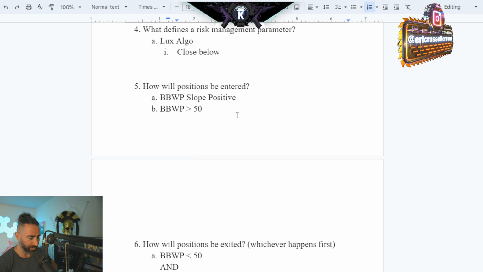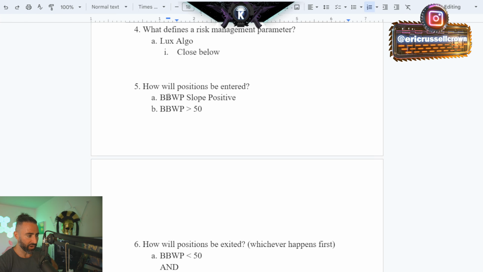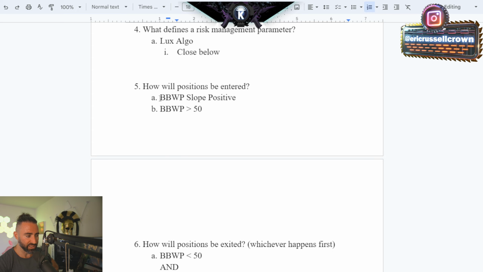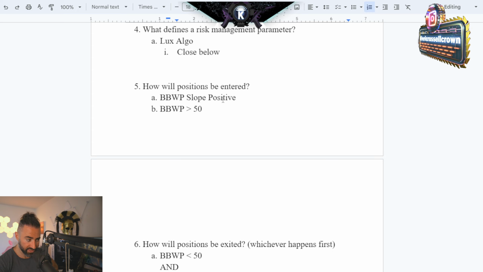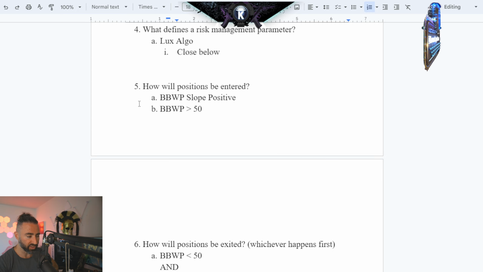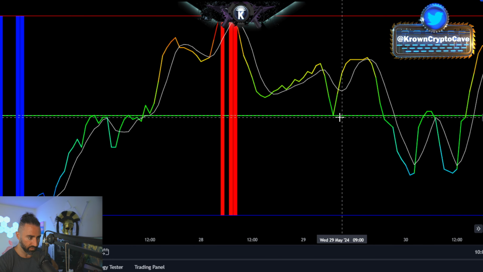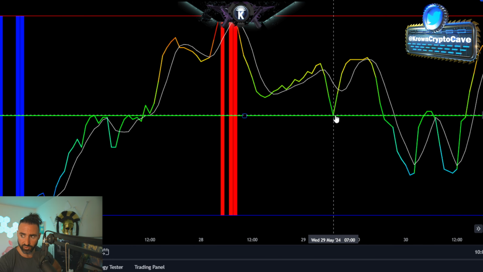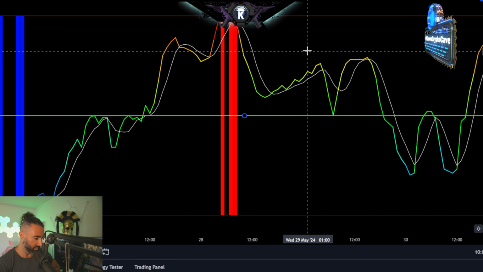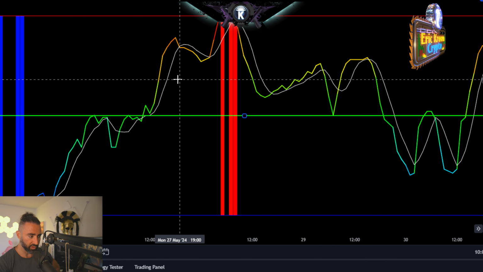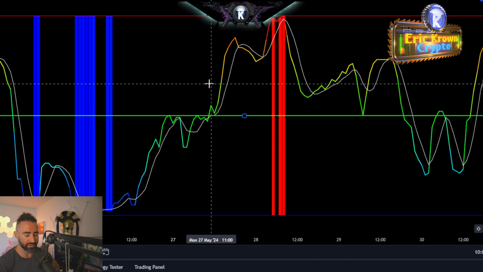Again, very, very simple. For how positions are entered, we need to see the BBWP slope be positive, and then also BBWP must be above 50 percentile. So on the BBWP indicator right here, all I've done is mark off with my green horizontal bar this 50 percentile level. And for the slope of it, in this case, you actually have to reference it yourself, unless you're using these tools, in which case they'll be done automatically for you.